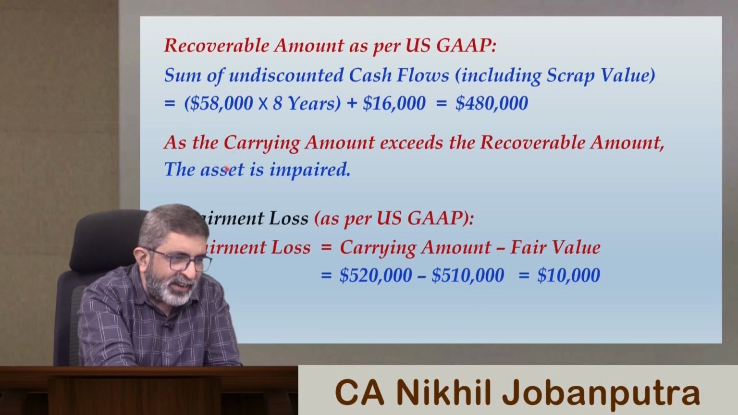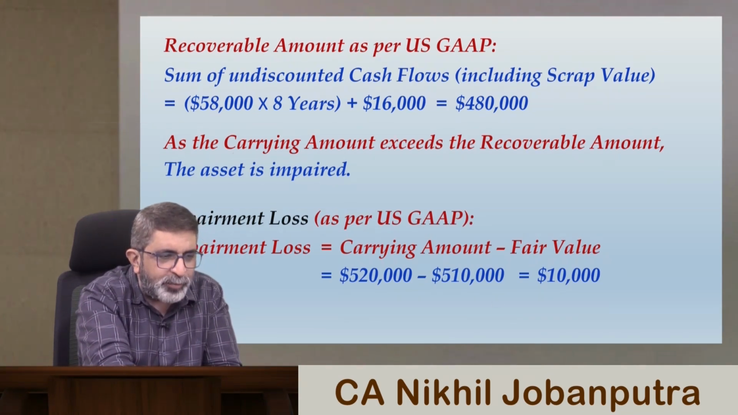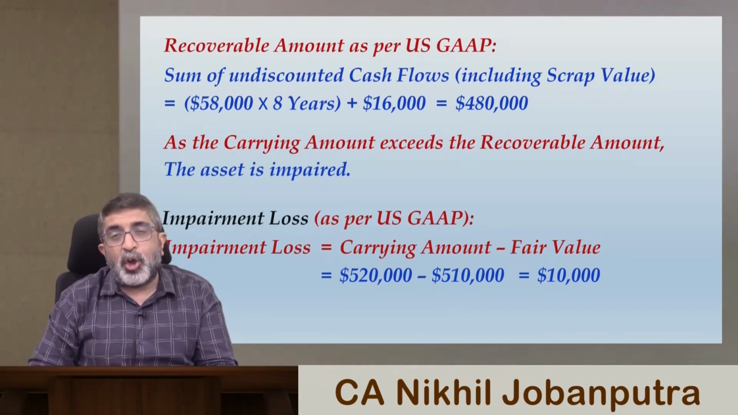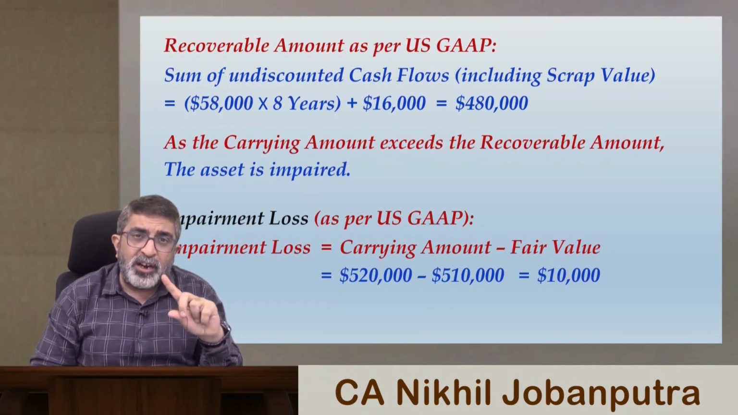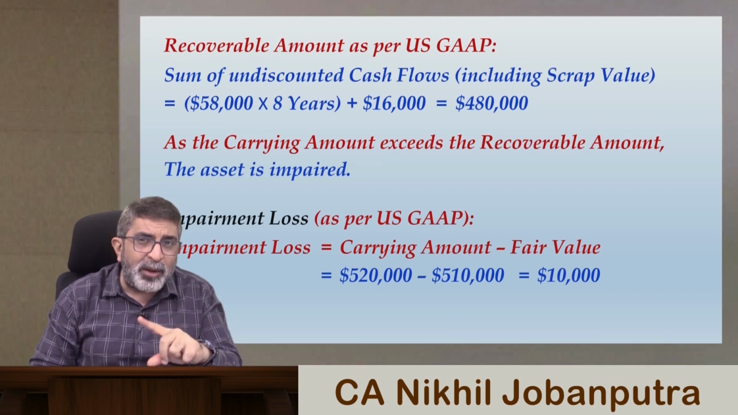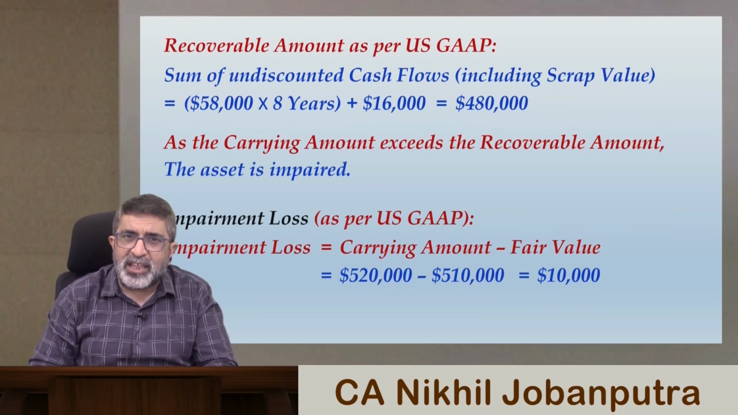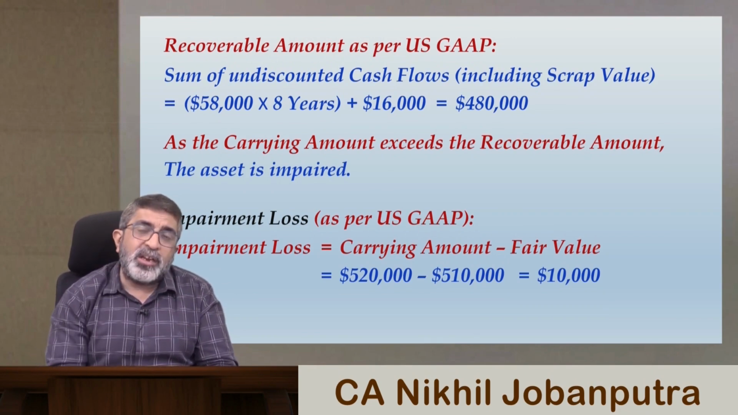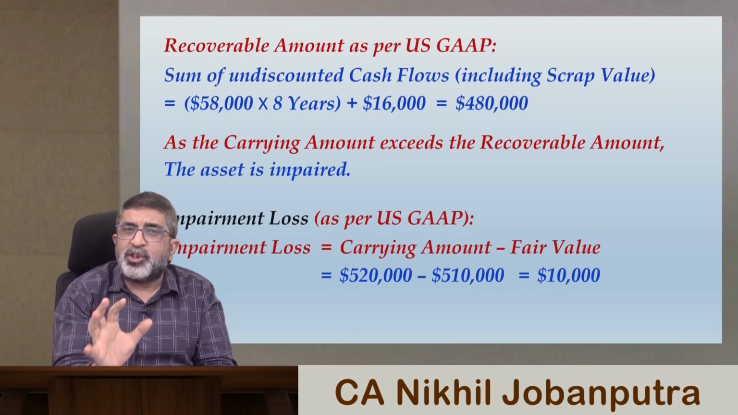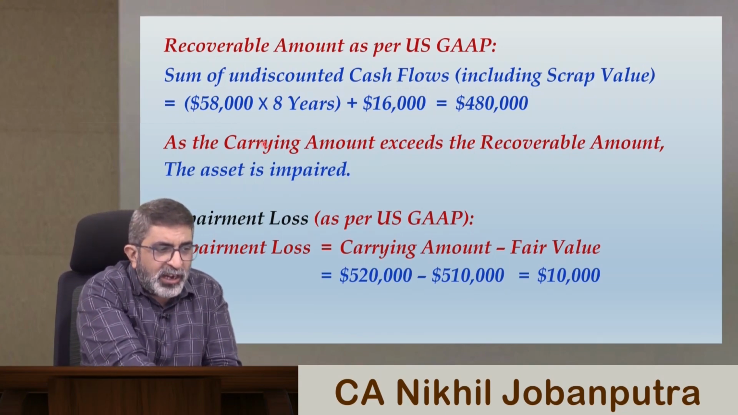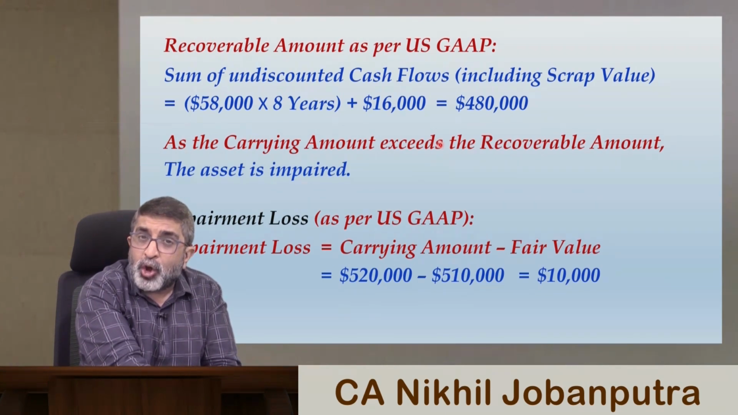So I'm placing that heading over here, impairment loss as per US GAAP, and that is $10,000. In this case, coincidentally, the impairment loss under IFRS and impairment loss under US GAAP both are the same, that is $10,000. Important thing over here is this calculation needs to be done in 2 stages when it comes to application of US GAAP. First, you determine whether the asset is impaired or not.